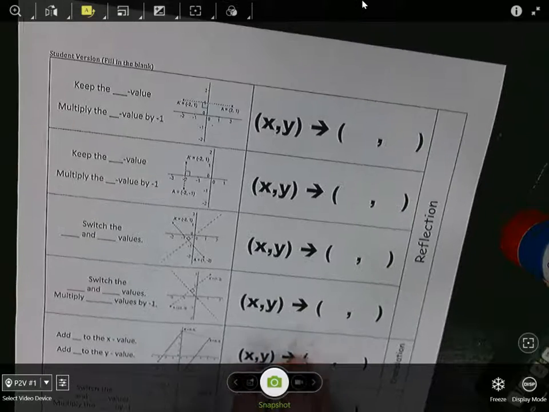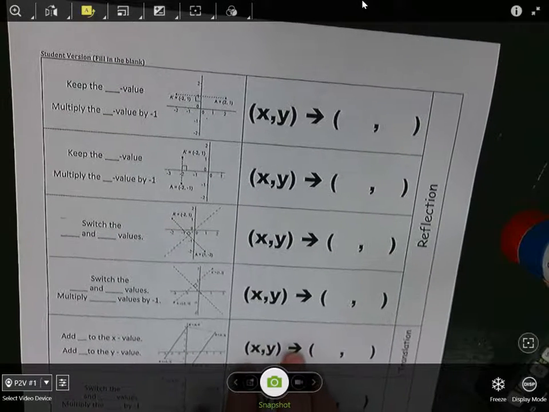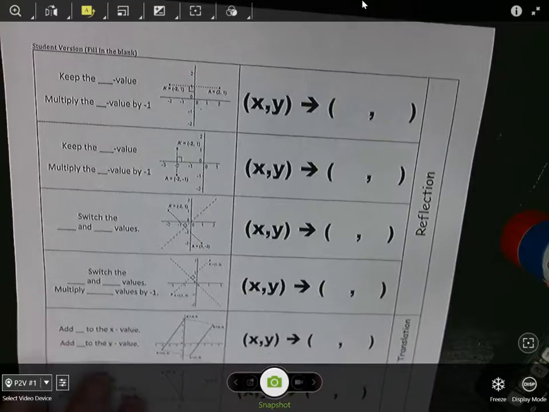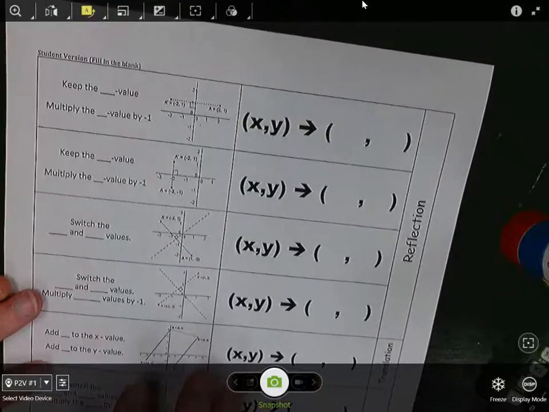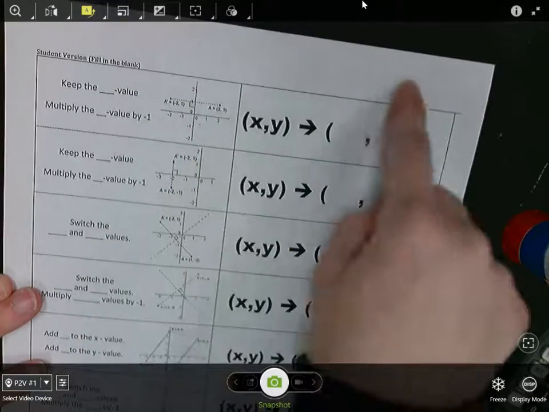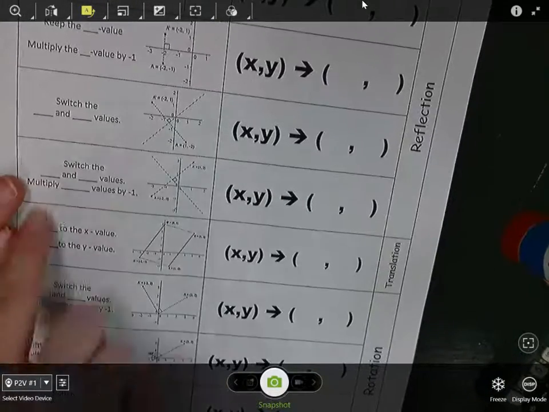All right, guys, here's the second foldable you're going to do. It looks like this, and like that on that page. What you're going to do first is cut along the outside of the box. Okay, so cut along the outside of the box.